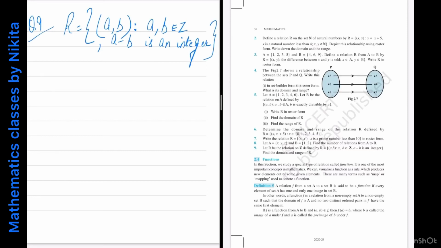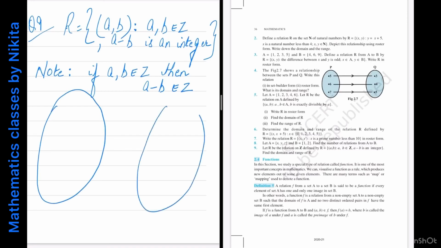So note one thing, that whenever a and b are integers, a minus b is also an integer. If (a, b) belongs to Z, then a minus b also belongs to Z. I will explain this example with the help of the arrow diagram. Since Z is an infinite set, I cannot take all the elements, so I am taking some of the elements.